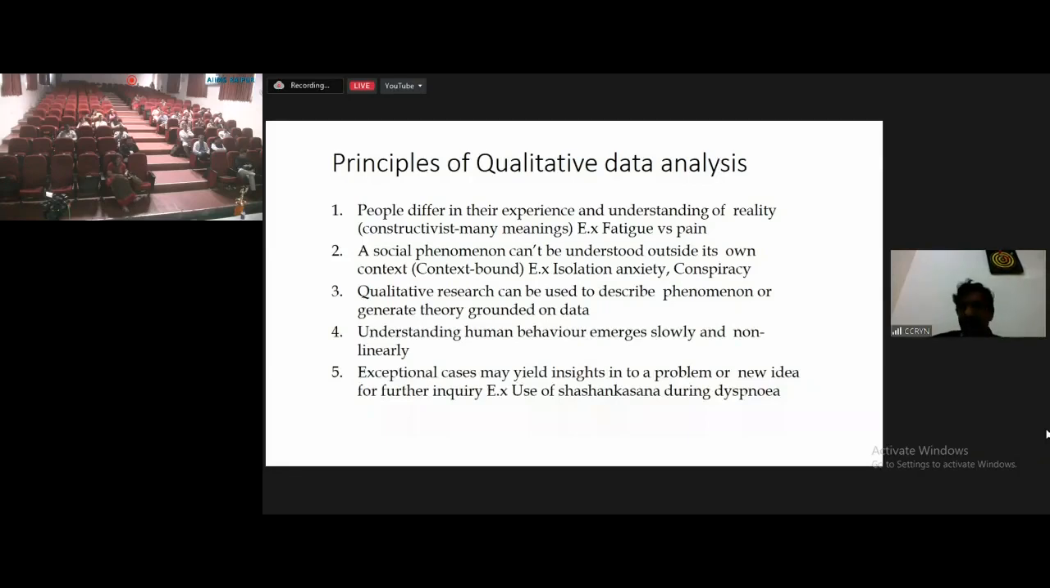Just crouching and then trying to breathe. Then we understood we could do Shashankasana for the patient, okay? And it was working wonders for the patient. So this is something which will really come out of discussion with the patient.